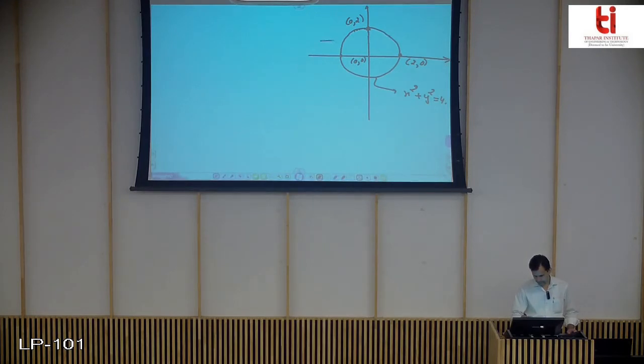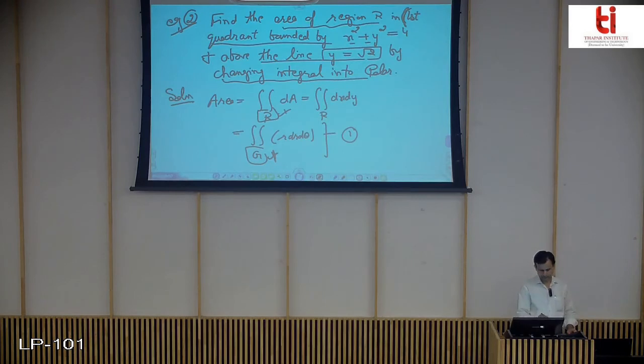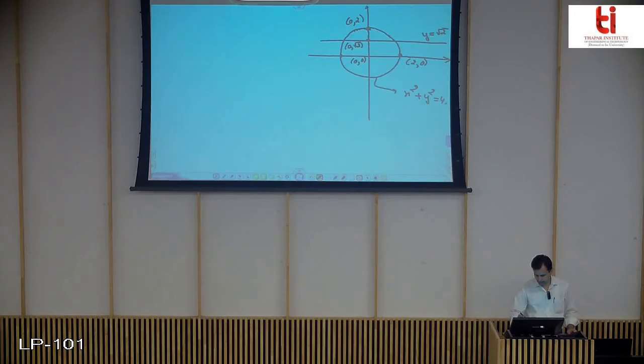So it is somewhere, say, here. Let us see, this is y equals under root 2, 1.4. Now, this point is your 0, under root 2, and the region of integration is in the first quadrant, bounded by this circle and above the line. So the region of integration is this region. This is the region he is talking about: above the line y equals under root 2, bounded by the circle and in the first quadrant. So this is the region for which we have to find the area.